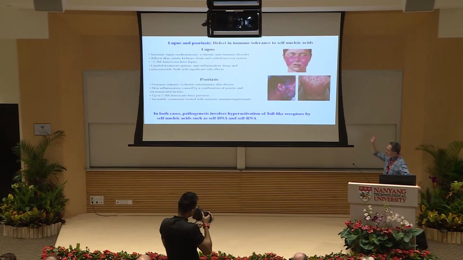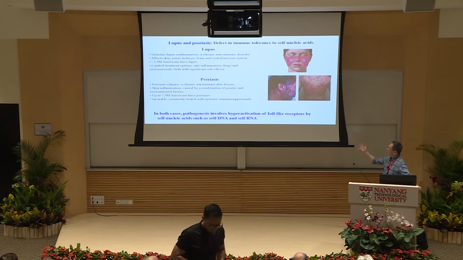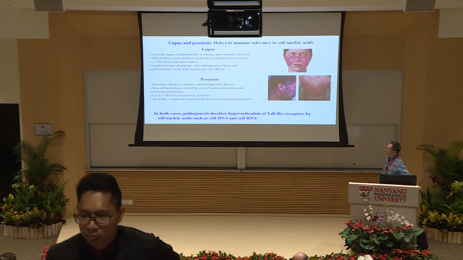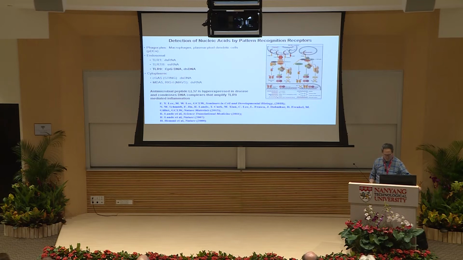Now, in both of these diseases, the disease essentially comes from the hyperactivation of toll-like receptors by self-nucleic acids. Toll-like receptors are part of our immune system's technology for detecting nucleic acids. And in this case, both self-DNA and self-RNA are involved. Now, if you think about how our bodies detect nucleic acids, we use various so-called pathogen-associated molecular patterns. And these patterns are recognized by various sensors.